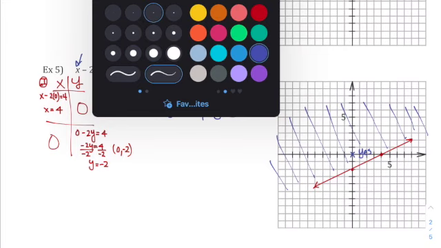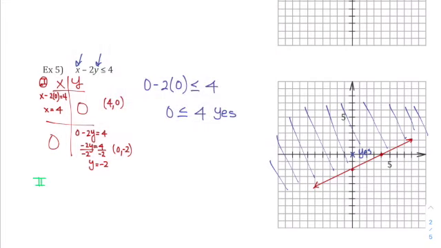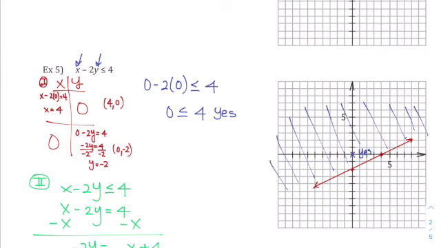So I'm going to do it in green. Number 2 is x minus 2y less than or equal to 4. And I'm going to just solve it like it's an equal sign. So it's x minus 2y equals 4. Because you need to get the y by itself, you subtract x on both sides. And then you're going to divide by negative 2 all the way across.